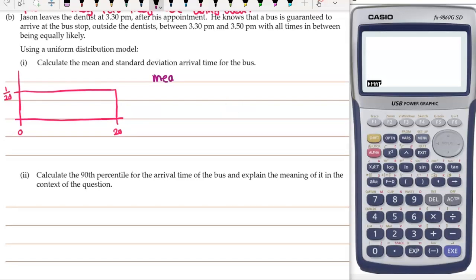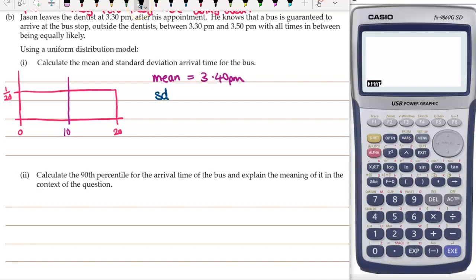Now the mean on a uniform distribution happens exactly halfway along, so that would be at 10 minutes in. I haven't really drawn that particularly well. Let's see if we can get that a little better. That's a bit closer to a half. So the mean would be 10 minutes into this, which would be 3:40 p.m. is when we can expect that bus to arrive.